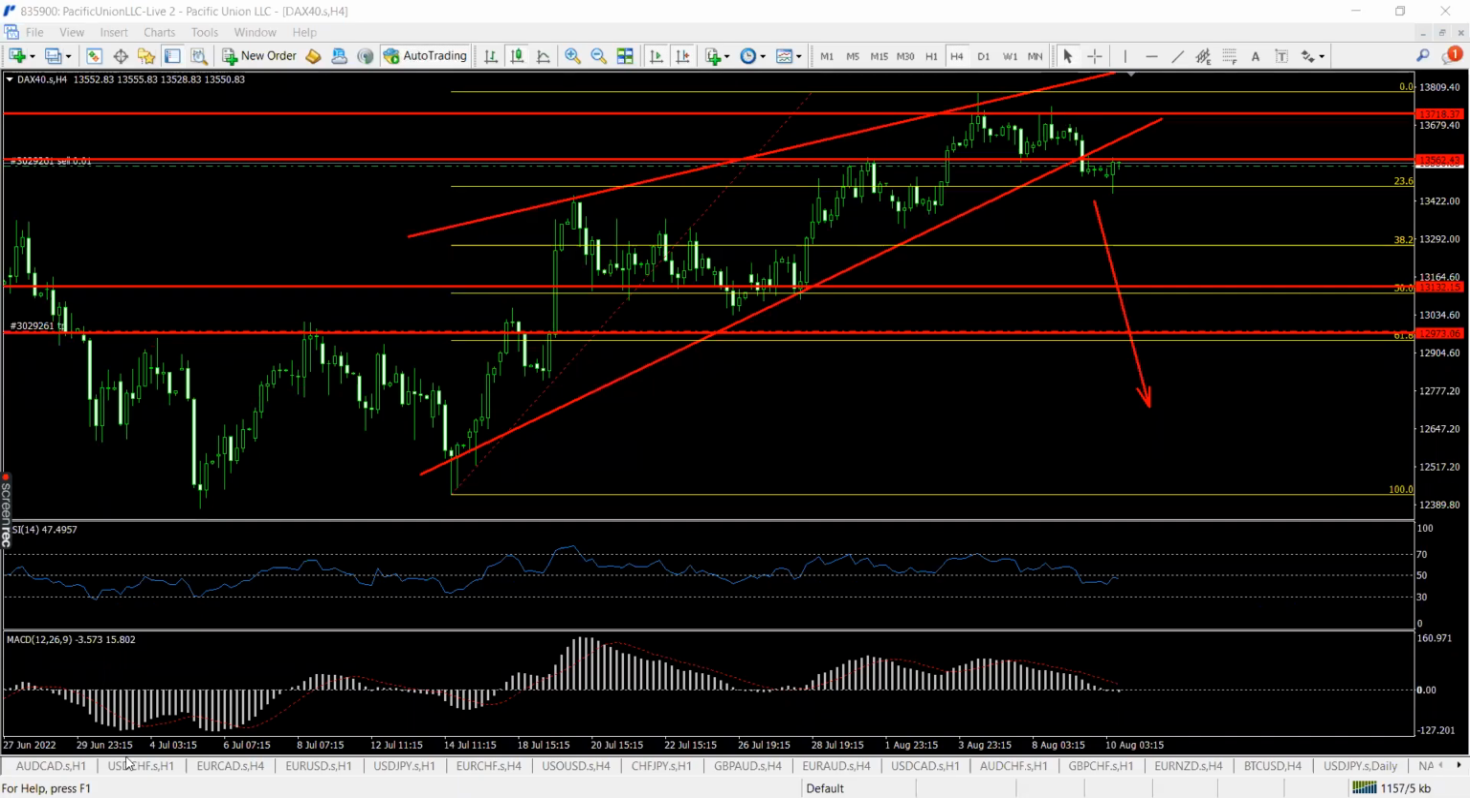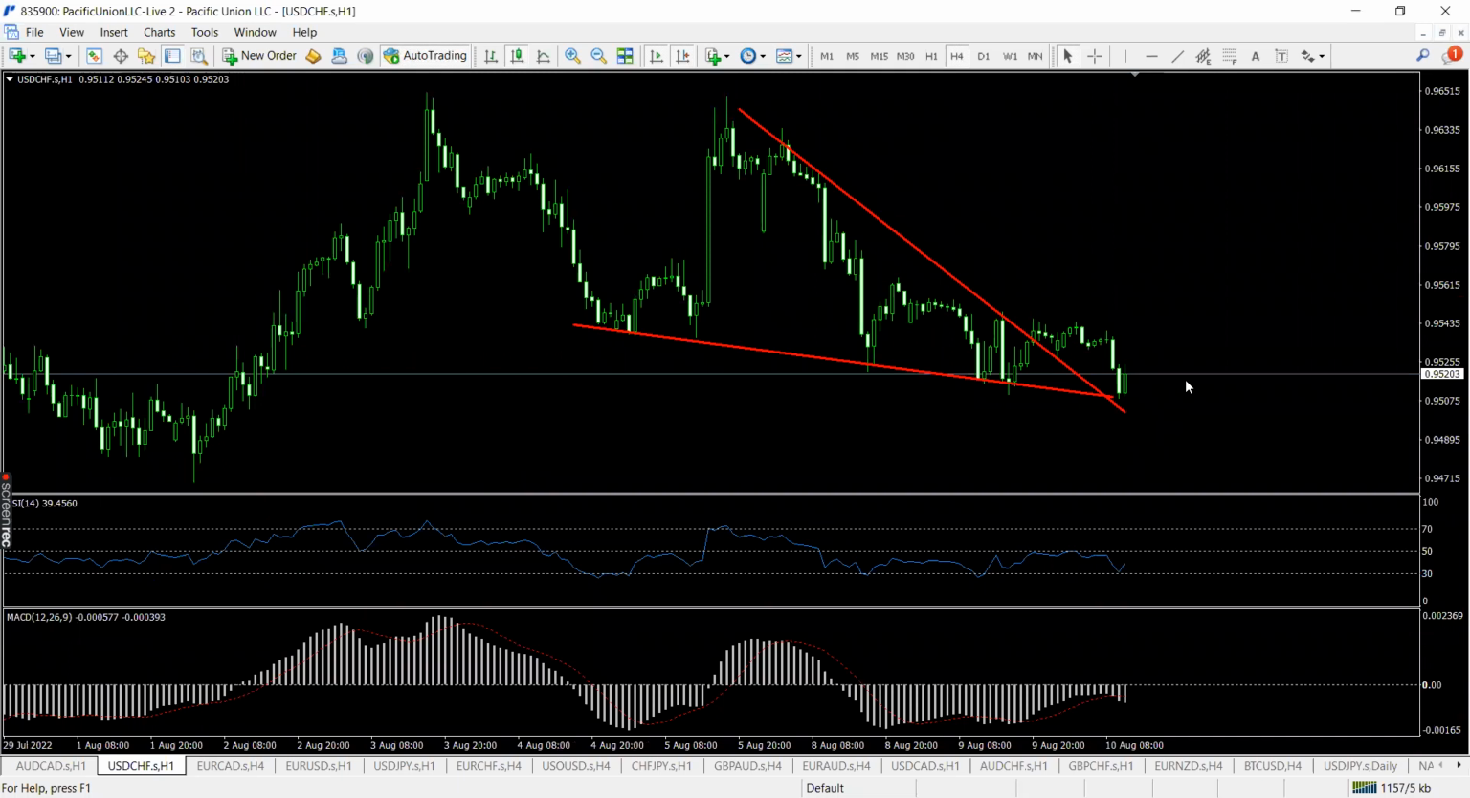And we want to check the market to see if we have any tradable setup. Now we have the USD CHF. On our USD CHF, we can see currently a falling wedge, meaning we are likely expecting a bullish movement on USD CHF.